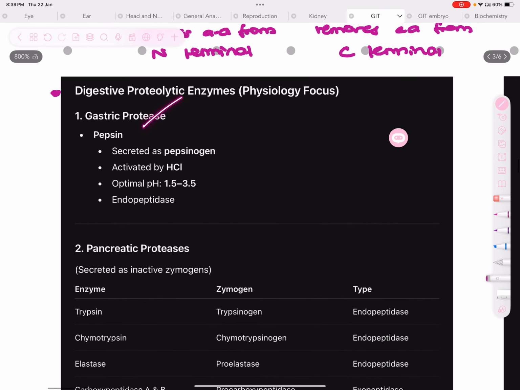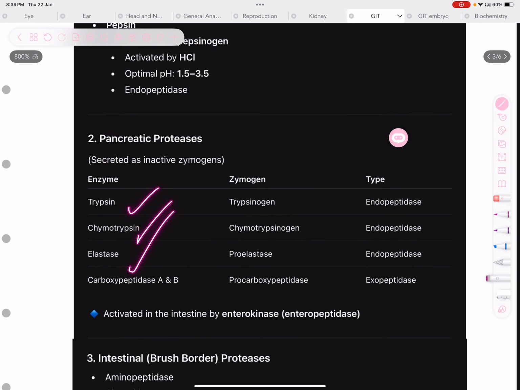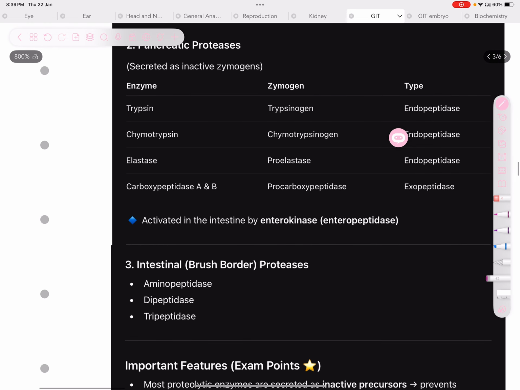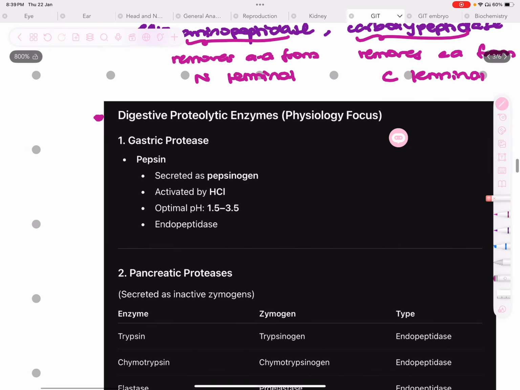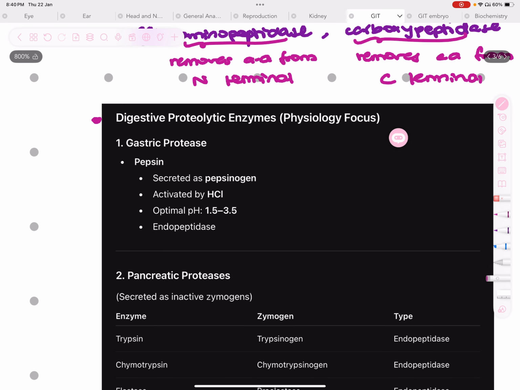So again, the gastric protease is pepsin. Pancreatic proteases are trypsin, chymotrypsin, elastase, and carboxypeptidase. So don't forget these. And then you have intestinal proteases: aminopeptidase, dipeptidase, and tripeptidase. Now, when you talk about pepsin, this is secreted as an inactive form, pepsinogen. Pepsinogen has to be activated by HCl. So pepsin in the stomach is activated by HCl. Good. So this is the optimal pH.